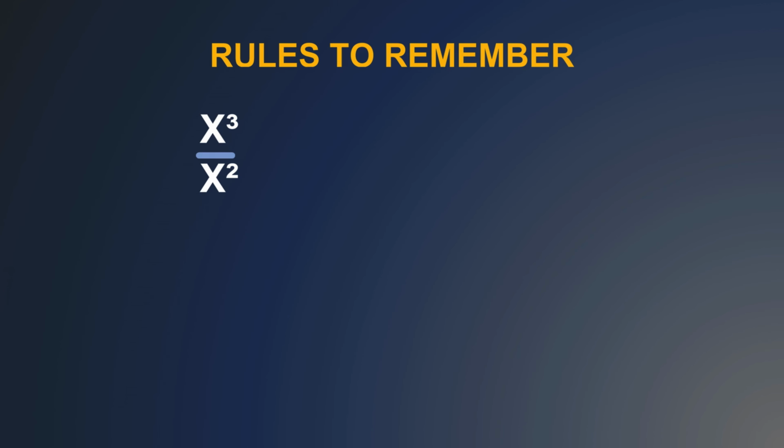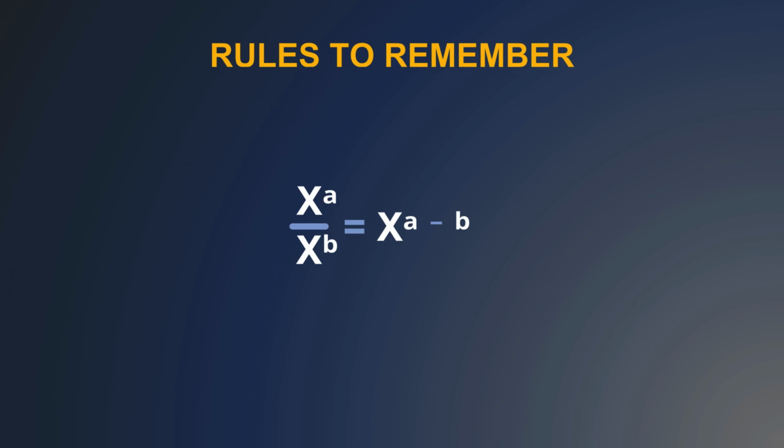Similarly, if two numbers are divided with the same base, then their exponents are subtracted. Therefore, in the following example, x to the power 3 divided by x to the power 2 means x to the power (3 minus 2), which gives us x to the power 1, or simply x. Or as a rule, we say x to the power a divided by x to the power b is equal to x to the power (a minus b).